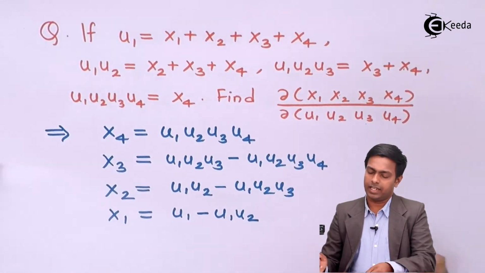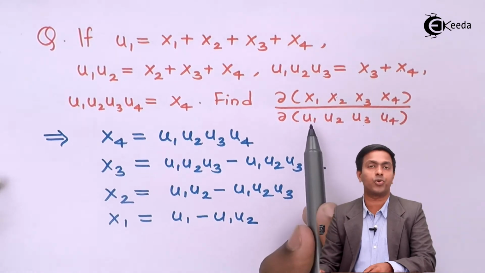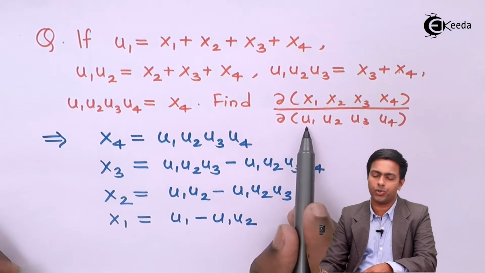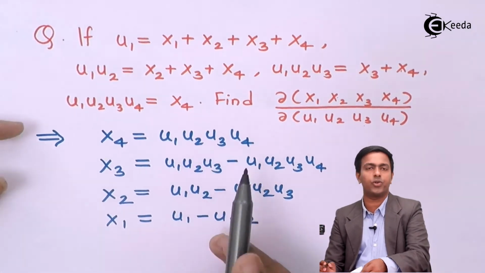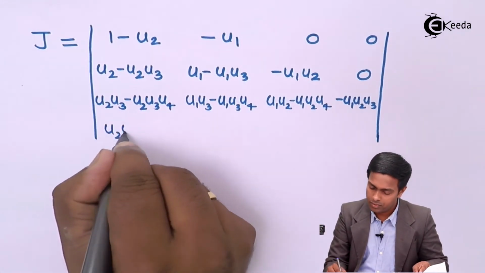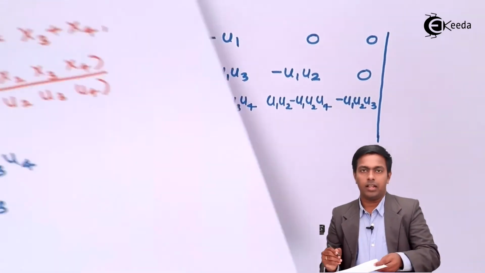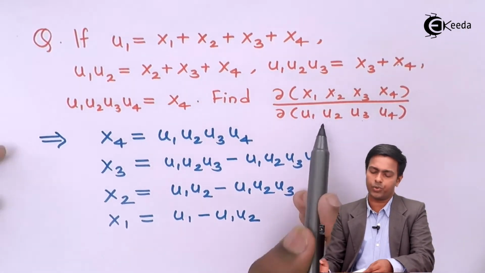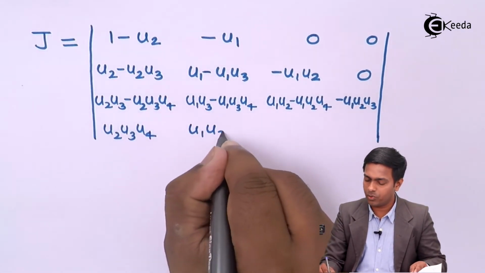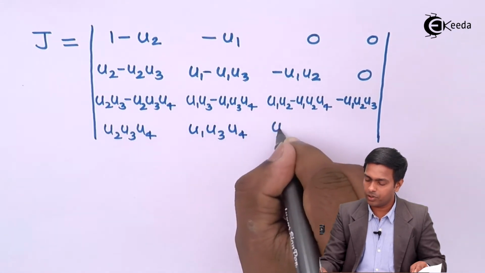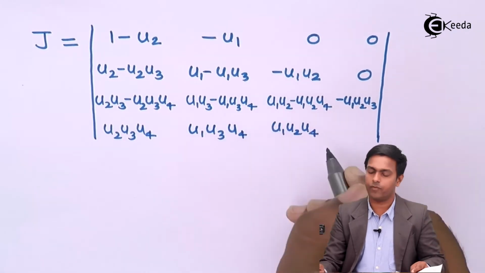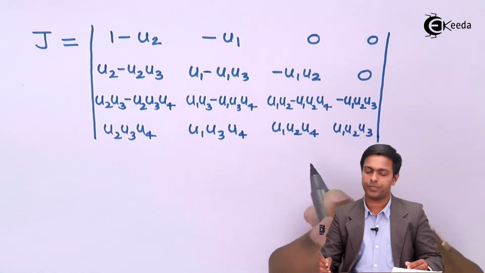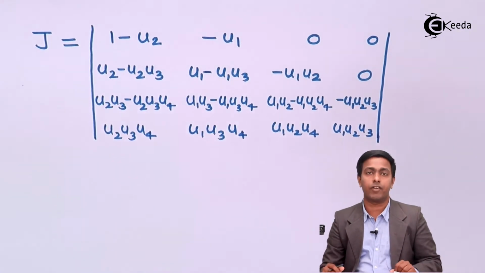Next guys, in the last row, we'll differentiate x4 with respect to u1, u2, u3, u4. So we'll partially differentiate x4 with respect to u1, and that will give us u2 u3 u4. Here I write it down. Then by differentiating with respect to the other three terms, I'll write down the result. So with u2 we'll get u1 u3 u4, then we'll get u1 u2 u4, and when we differentiate with respect to u4, we'll get u1 u2 and u3. So guys, this is the given Jacobian.